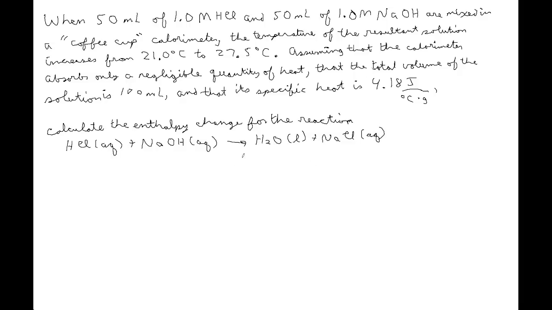Let's try this. 50 milliliters of 1 molar HCl and 50 milliliters of 1 molar NaOH are mixed in a coffee cup calorimeter. The temperature of the resultant solution increases from 21 degrees C to 27.5 degrees Celsius, assuming that the calorimeter absorbs only a negligible amount of heat, that the total volume of solution is 100 milliliters, and specific heat is 4.18 joules per gram degree Celsius. Calculate the enthalpy change for the reaction.